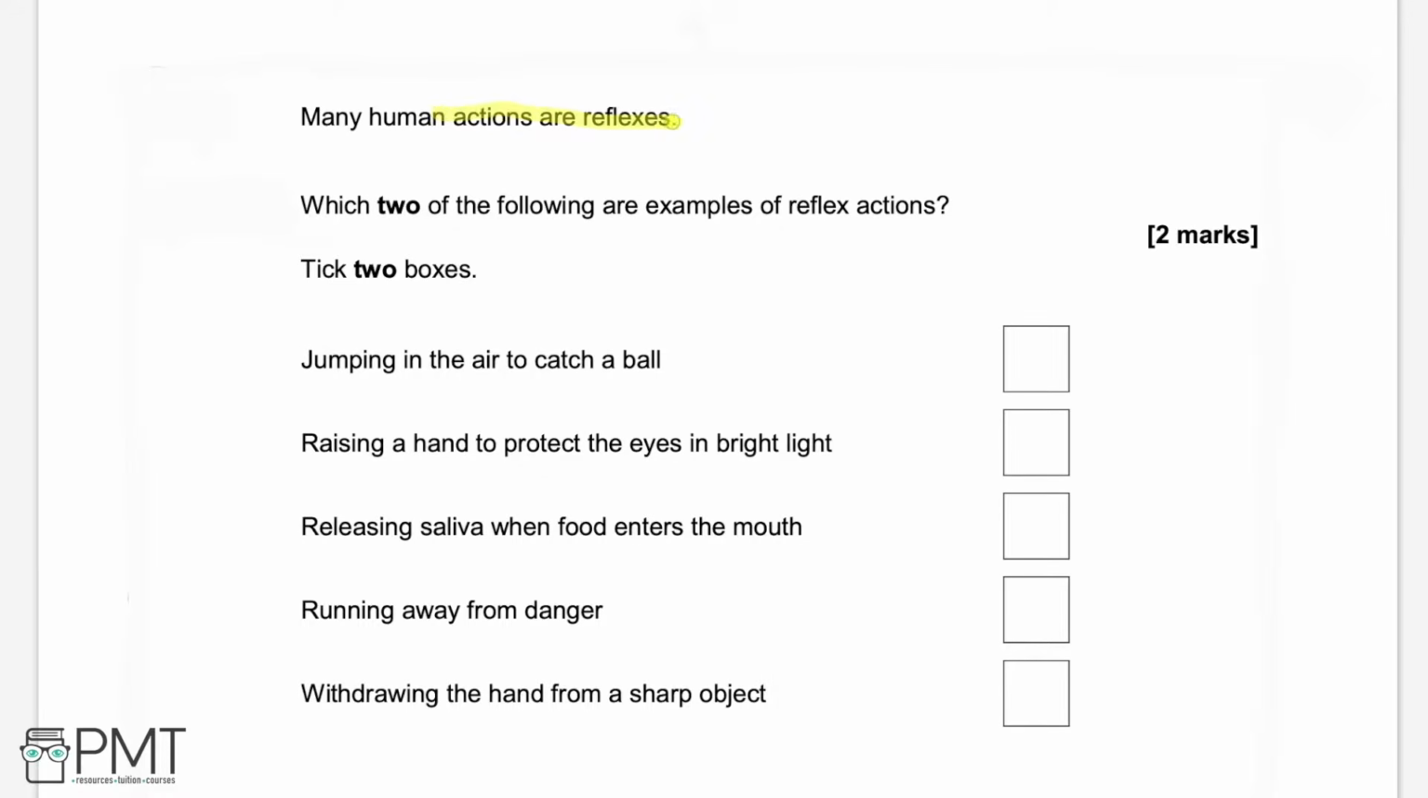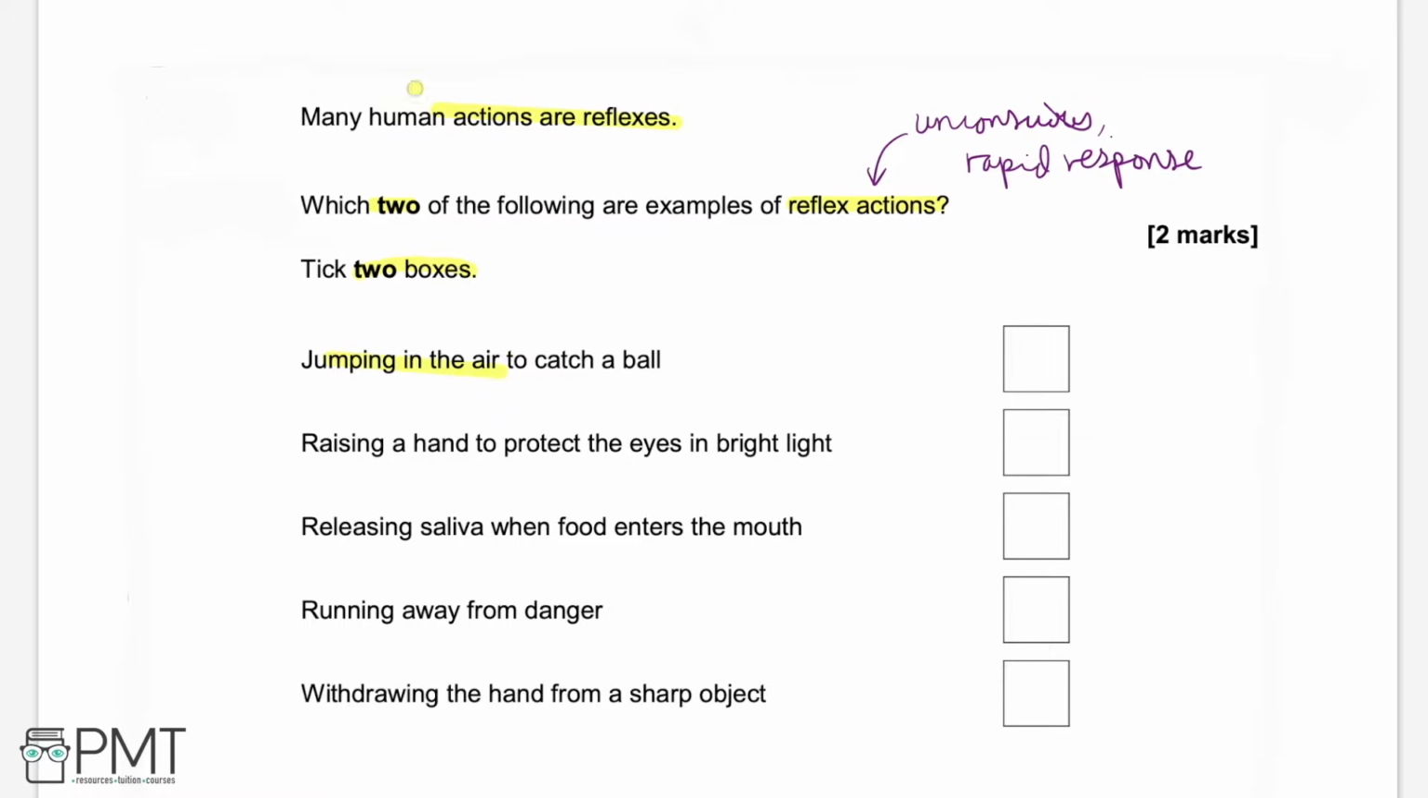Many human actions are reflexes. Which two of the following are examples of reflex actions? Tick two boxes. Well, reflex actions are responses to stimuli that are unconscious and instantaneous, or rapid. Now, which of these fit that description?